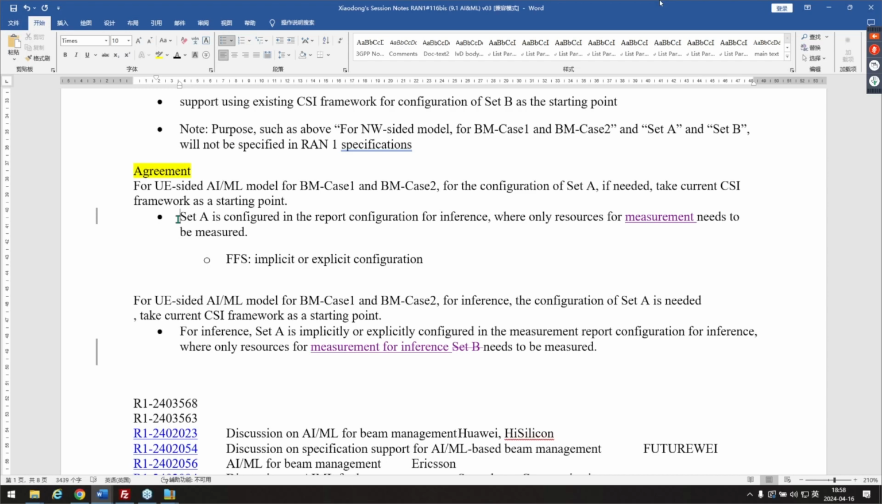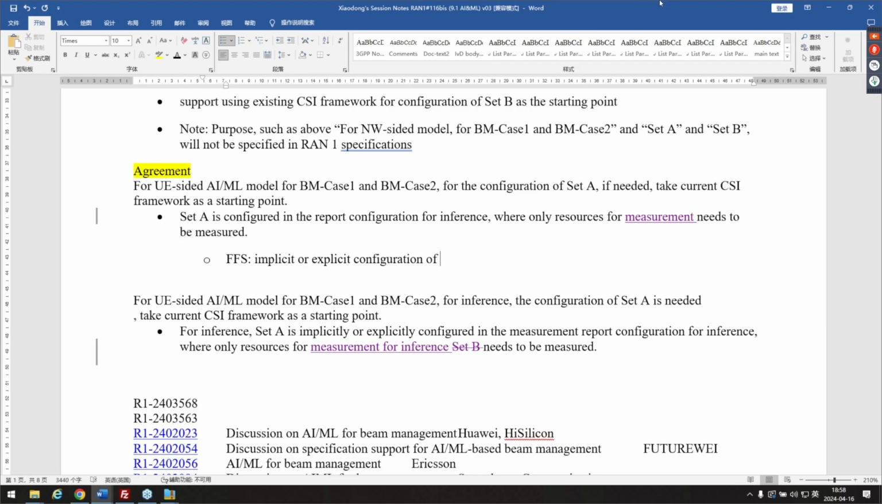Why do we have to mention the inference if that is the case? Then, Henrik. I mean, inference is the key part here. And our view is we can only keep this FFS sub-bullet: implicit or explicit configuration of set A for inference. And then we remove the first sub-bullet.